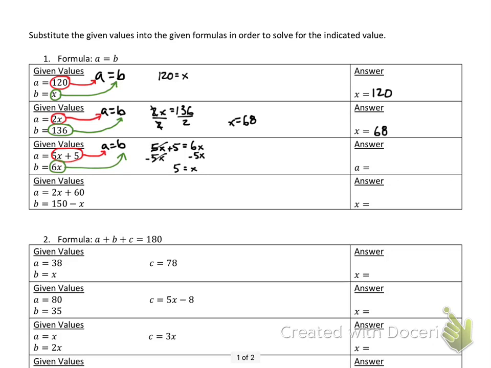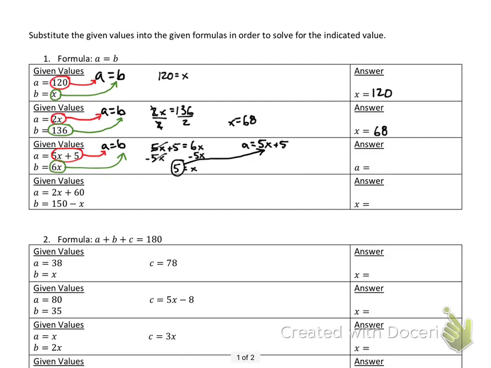Okay, so what do we do to get the value of a? There you go. We have our a equation. I'm going to write it over here to the side. A equals 5x plus 5. I just solved for x. So now I'm going to take this x value and I'm going to plug it in right there.